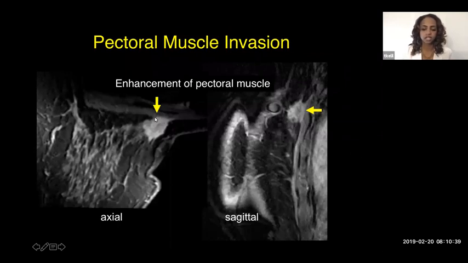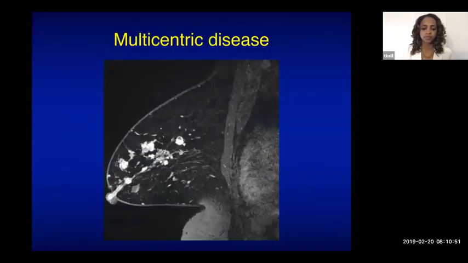So in this case, for instance, you see the mass, but in addition to the mass, it also extends to the pectoralis muscle, and you see enhancement of the pectoralis muscle. And this is important to note to the surgeon.